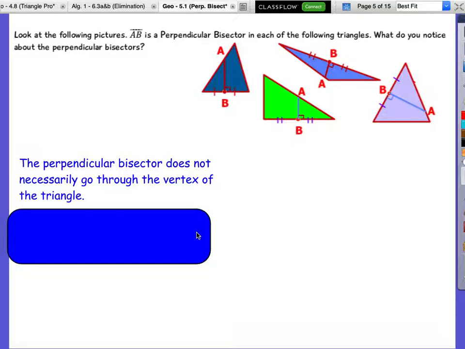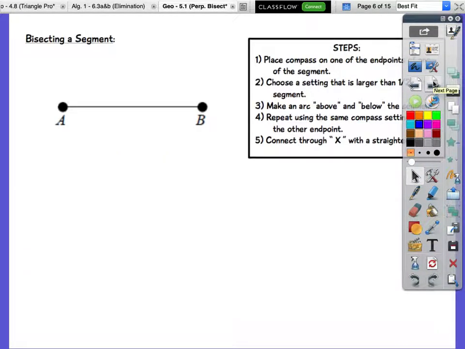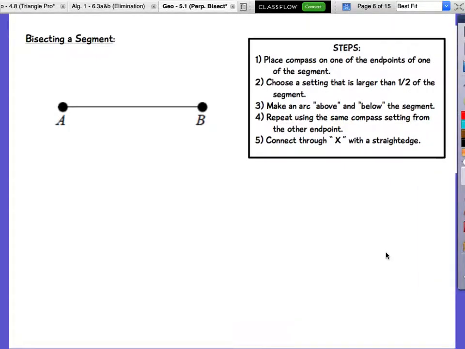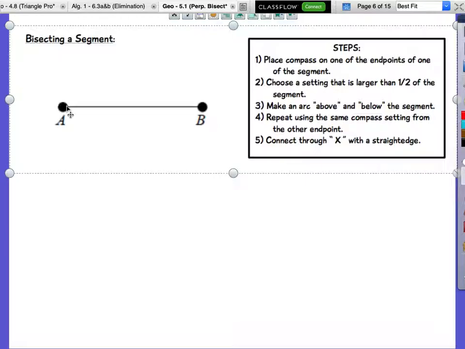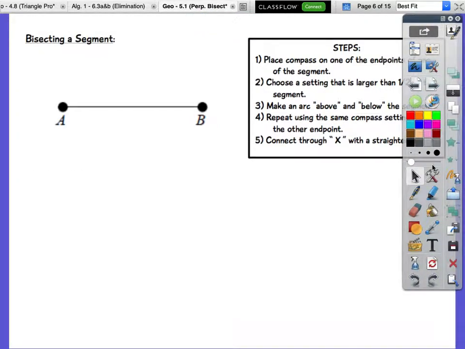Okay, so for the next example, we're gonna work on bisecting a segment and actually doing it mathematically with construction. Kind of neat, okay? So we're gonna follow this process. First, we're going to place the compass on one of the endpoints of the segment. So you're gonna have your compass, you're gonna stab it with the pointy part, not the part that's the pencil. Not the part that's the pencil, the other part. And you're gonna put it on there.